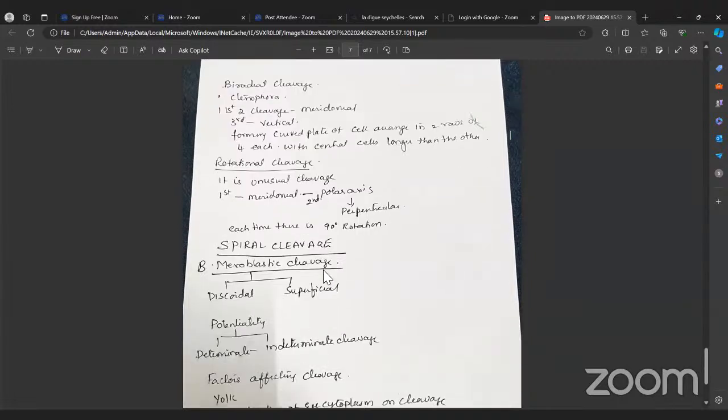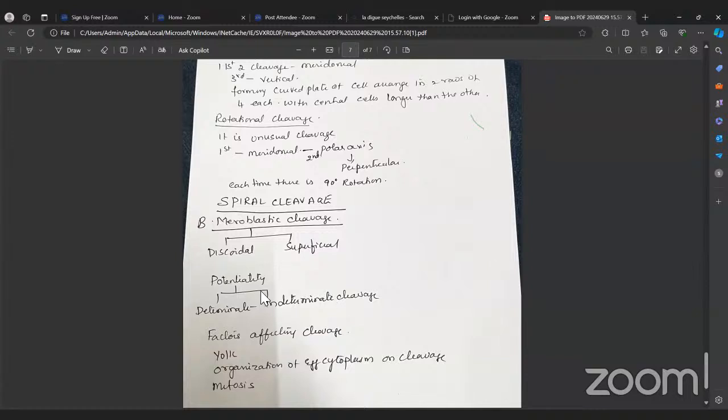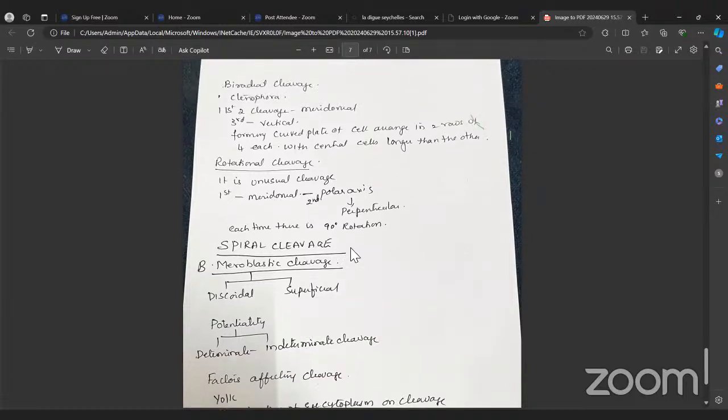And the next type of cleavage is meroblastic cleavage. Meroblastic cleavage, again, is divided into discoidal and superficial cleavage. Depending upon the potentiality of the cells that are there, you have a determinate cleavage and indeterminate cleavage. Then I close my lecture with factors affecting the cleavage pattern. So for today, I will stop here.